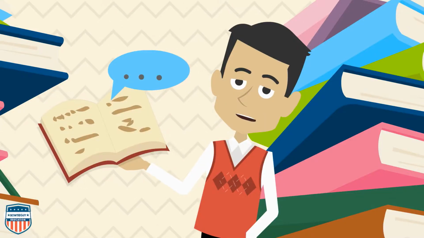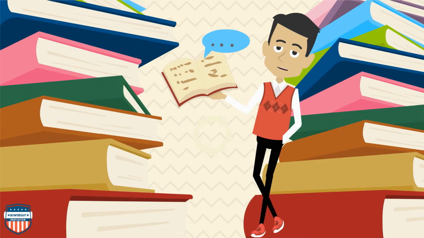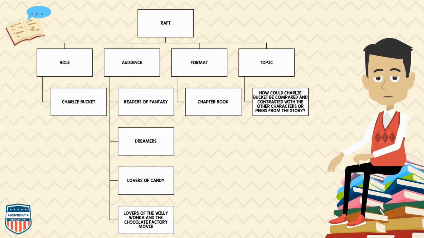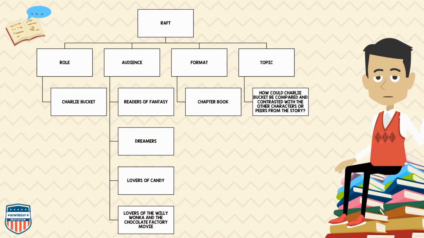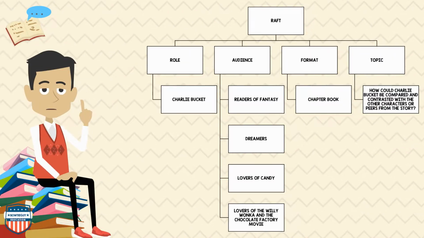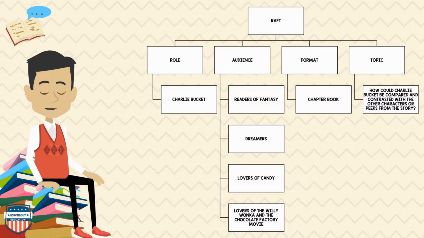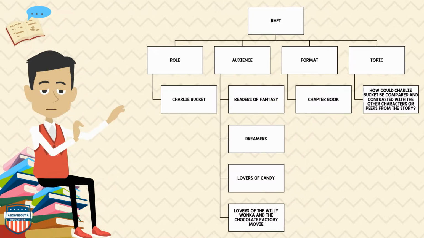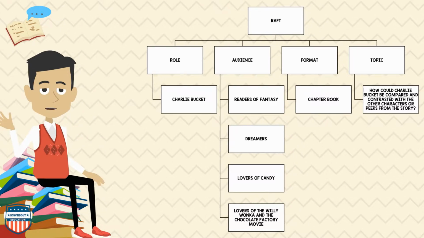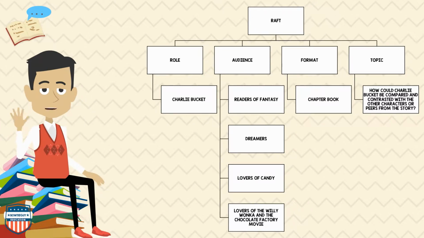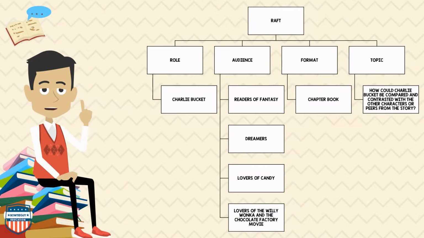So as a reader, how can you demonstrate proficiency that you know what you're reading? Well, you can use a RAFT. A RAFT explains the role, audience, format, and topic of what you're reading. It's a way of writing about what you're reading. Charlie and the Chocolate Factory is one of my favorite books written by Roald Dahl. I could write about the role of Charlie Bucket in the book, the audience, readers of fantasy, dreamers, lovers of candy, and lovers of the Willy Wonka and the Chocolate Factory movies. I could write about the format, because it is a chapter book, and the topic. I could compare and contrast Charlie Bucket to the other characters.